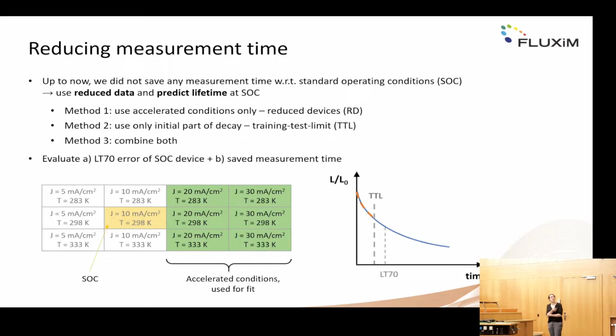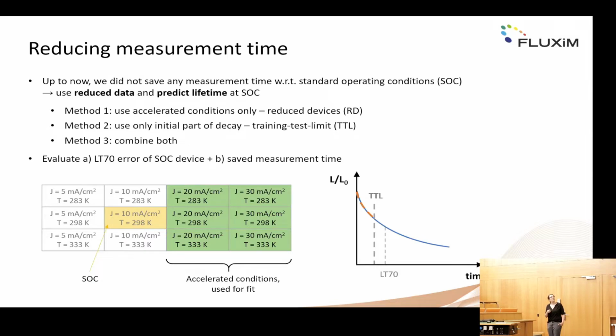But before I move to the device physics, I would like to highlight another thing. We saw now that we can get the scaling parameters, but what we didn't yet do is reduce the measurement time. We still had to stress the device at standard operating conditions as well, and then look at the lifetime. In this case, we didn't save any measurement time. So what can we do to reduce this measurement time is take a reduced data set and then predict the lifetime at the standard operating conditions. If you look at this matrix, we defined our standard operating conditions as this one, but it doesn't really matter. We can select another one also.